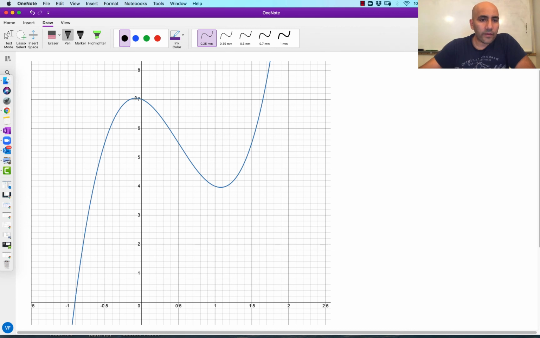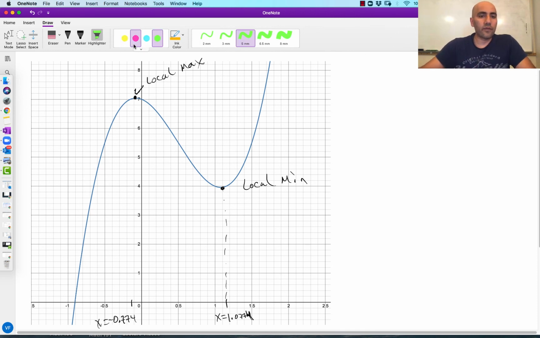So we have a local maximum here. And this translates down to negative 0.774. x equals negative 0.77, we have a local max. We have a local min here, at x equals 1.0774.